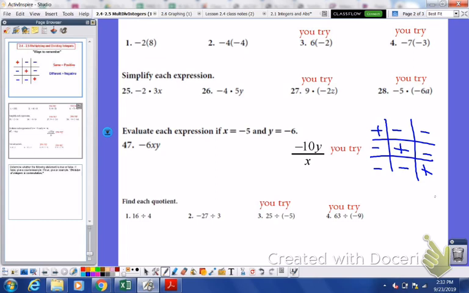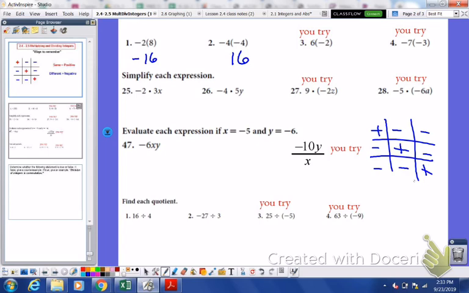Okay, number 1, negative 2 times 8. Well, I know that 2 times 8 is 16. I have a negative and a positive, and negative times positive gives us a negative 16. Number 2, negative 4 times negative 4. Well, I know that 4 times 4 is 16. A negative and a negative, two of the same sign, gives us a positive. Check our chart if you're not sure. Negative, negative gives us positive, so it is a positive 16. The next two you're going to come back and try later.